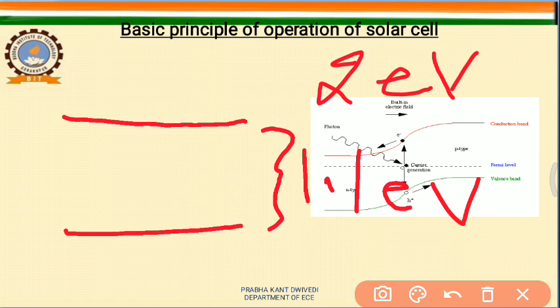So to increase the efficiency, many techniques are used, many different materials are used, many refining processes are used, and on the basis of the refining process, means on the basis of purity of the intrinsic semiconductor, there are many categories of solar cells. This is the basic principle of operation of the solar cell.